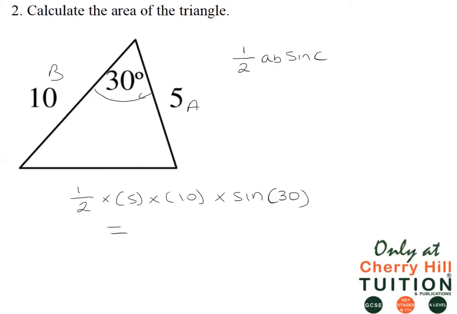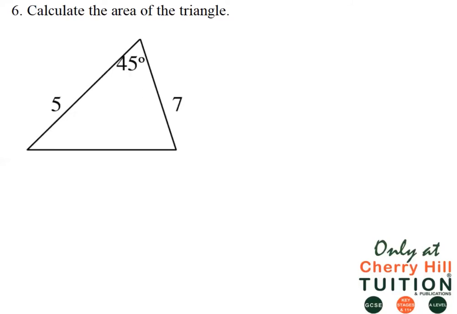Now plugging this into our calculators, half times 5 times 10, multiplied by sine of 30, you should get an answer of 12.5. Because we are not given units in this question, we will just say 12.5 units squared. So do not forget your units. So quite straightforward. Let's go ahead and do some more.